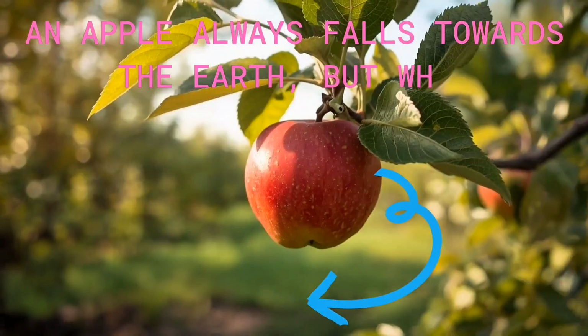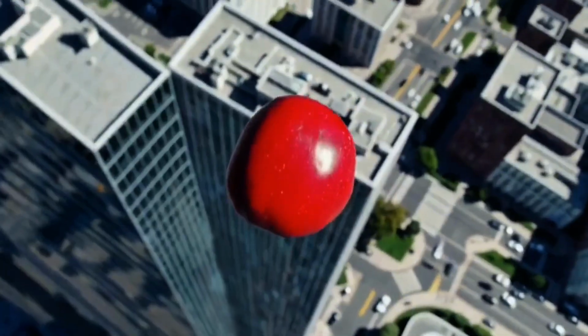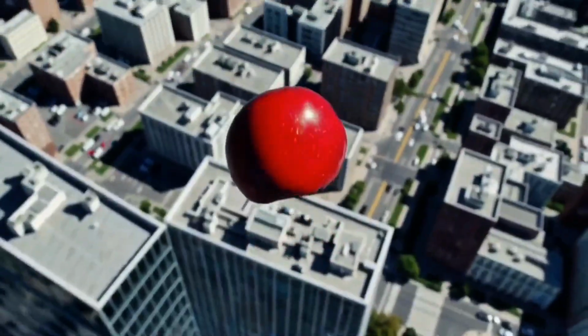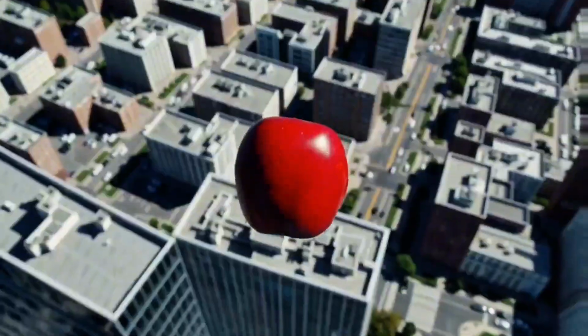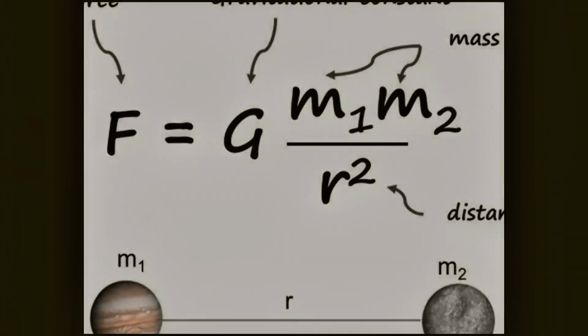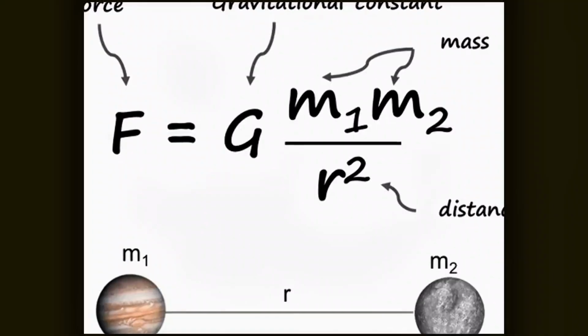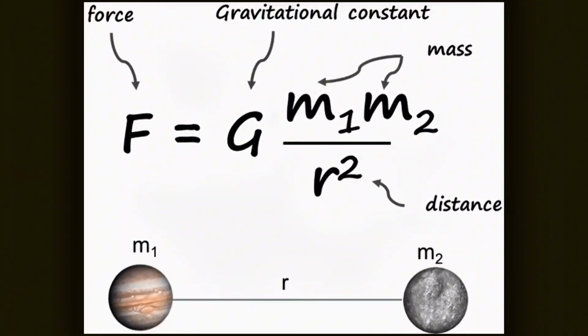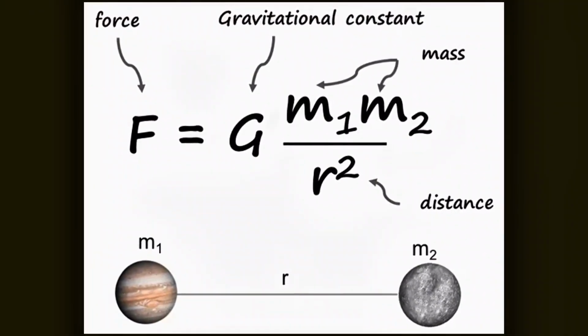An apple always falls towards the earth, but why? In this video, we want to see how the bending of time around a large mass such as Earth makes objects fall towards them. As you know, the classical physics by Sir Isaac Newton explains the falling of an apple towards the Earth by the famous gravity law, where the pulling force is proportional to the product of the two masses and inversely proportional to the distance between their centers.